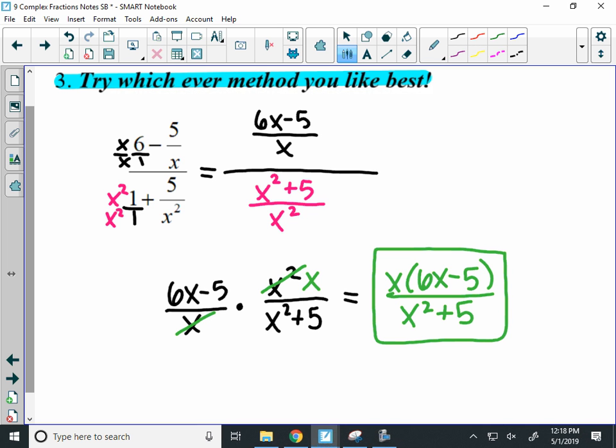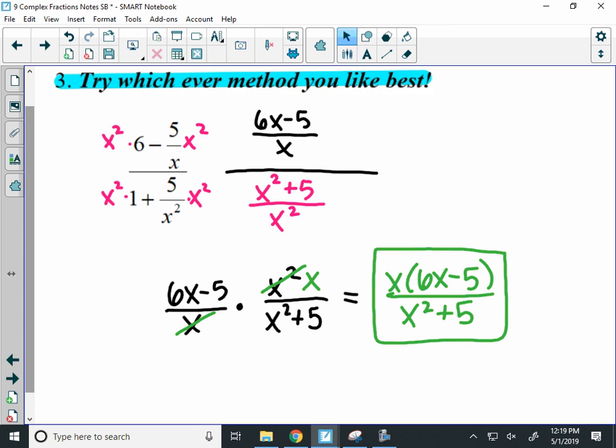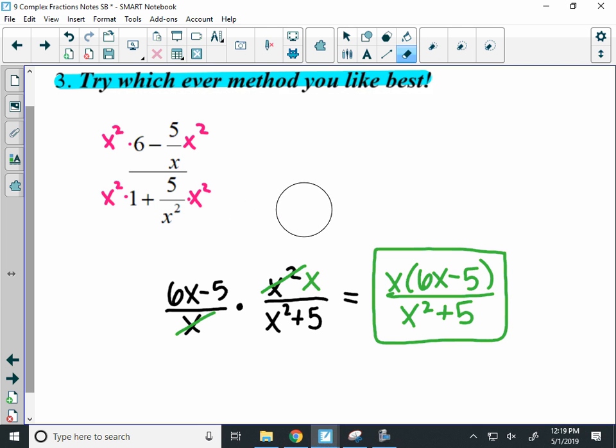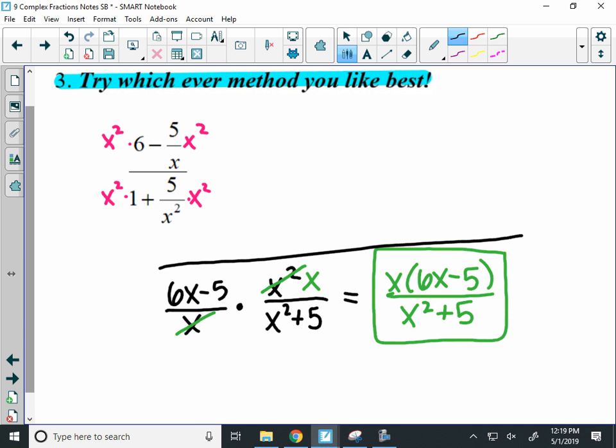Now, if you wanted to, I just want to show you really quick how you would use the least common denominator method. So I'll erase just the beginning. I won't erase all the work. What would be the least common denominator of all of those numbers if you were doing that other method? X what? Squared. So you would end up multiplying everything by x squared. Now, what happens when you multiply by x squared? What do you get in the numerator?